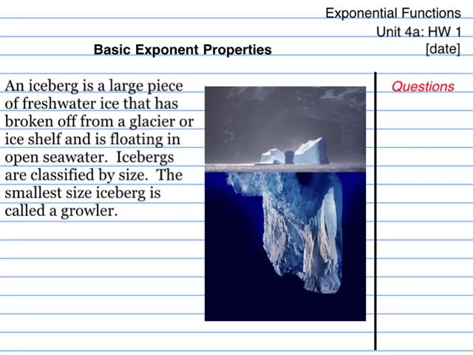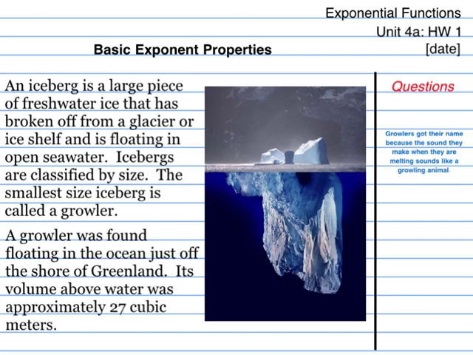So when we talk about an iceberg, it's a large piece of freshwater ice that is broken off from a glacier or ice shelf and is floating in open seawater. Icebergs are usually classified by their size, and the smallest iceberg is called a growler. Now, growlers get their name because they sound like a growling animal as they melt. So we're going to talk about a specific type of growler that was found floating in the ocean just off the shore of Greenland. Its volume above the water was approximately 27 cubic meters.